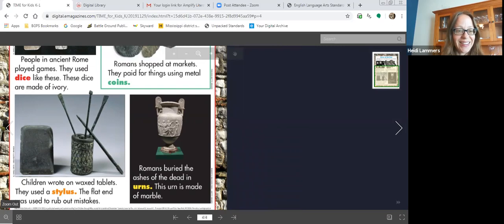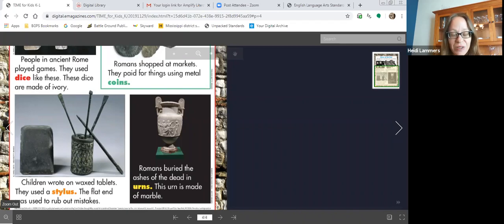Here we go, ready? Read with me. Children wrote on waxed tablets. They used a stylus. The flat end was used to rub out mistakes. So we use tablets now, but they're electronic, not waxed. And if you have an iPad or some people have a Chromebook that you can touch, and we use a stylus, it's kind of like a pen, makes a mark on the surface.